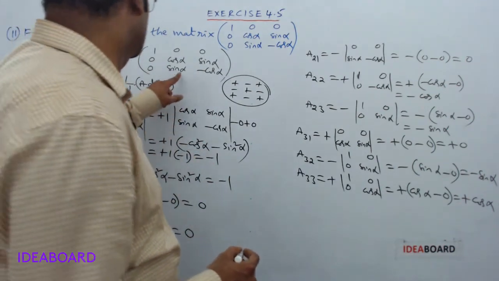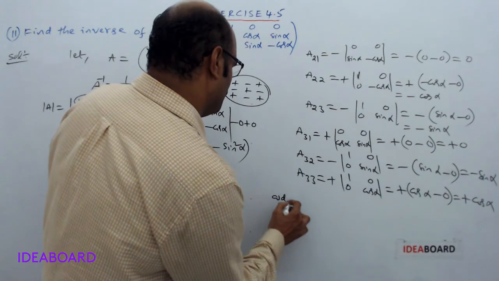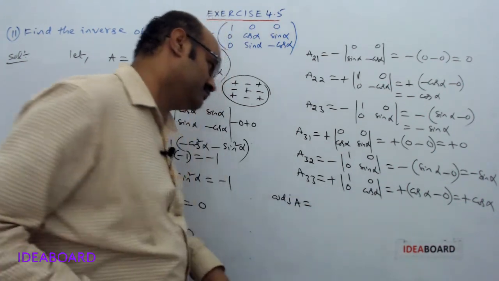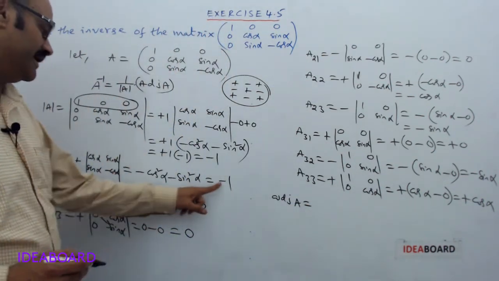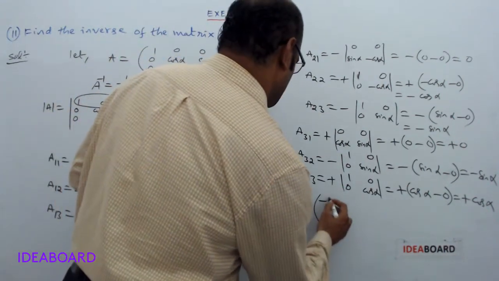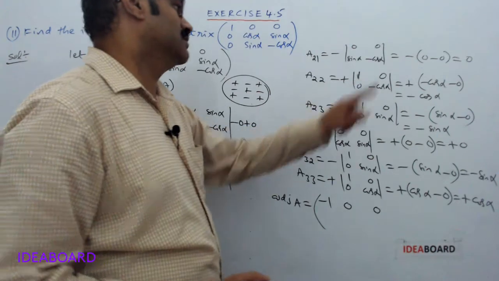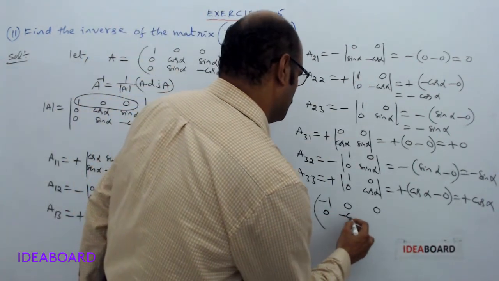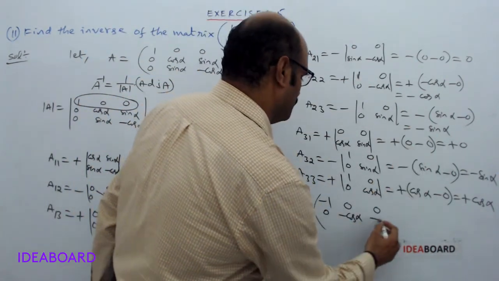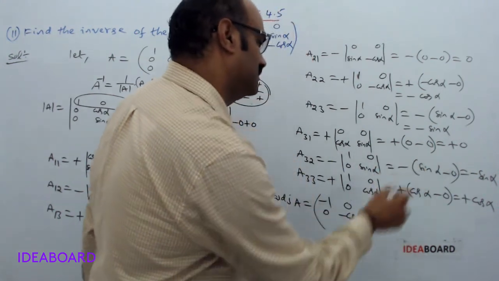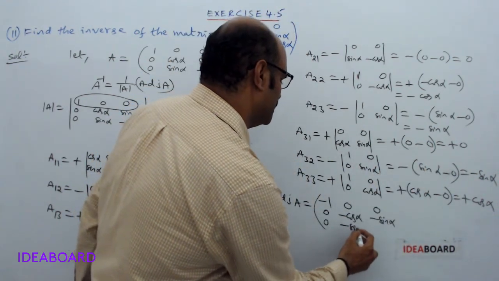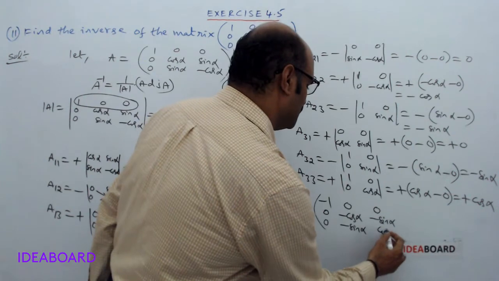Now the adjoint of A equals, writing the cofactors: [minus 1 0 0; 0 minus cos alpha minus sin alpha; 0 minus sin alpha cos alpha].